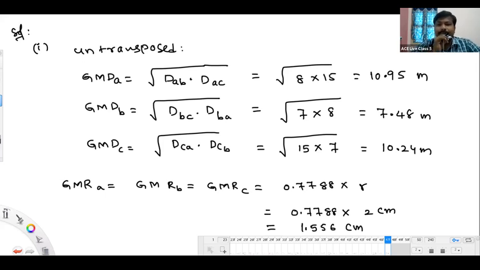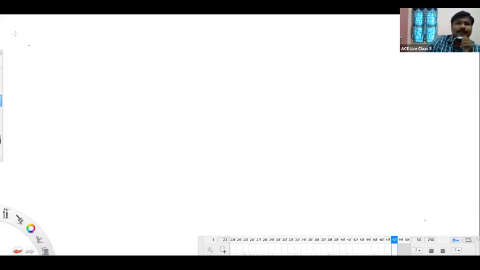Next, if it is transposed, what should we say? How will the 3 GMDs be after doing transposition? All the 3 will be equal. Equal to what? Cube root of DAB, DBC, DCA. That's it. Irrespective of whether it is horizontal spacing or vertical spacing, it doesn't matter.